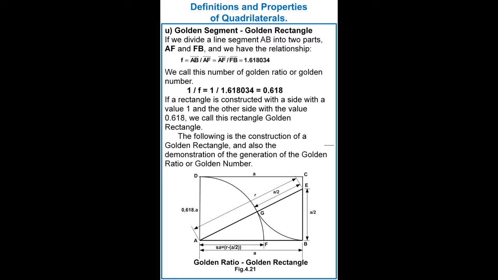The inverse of this number is given by dividing the unity by the number 1.618034, resulting in the number 0.618. If you construct a rectangle with one side with value 1 and the other side with the value of 0.618, this is called the golden rectangle. Figure 4.21 shows the construction of a golden rectangle and also the demonstration of the generation of the golden ratio and of the golden number.